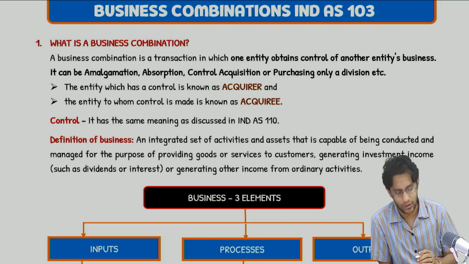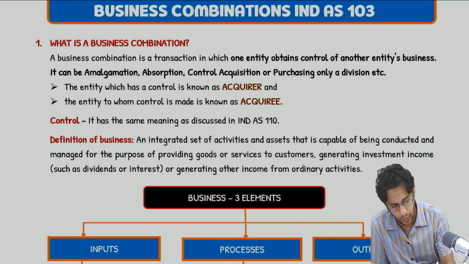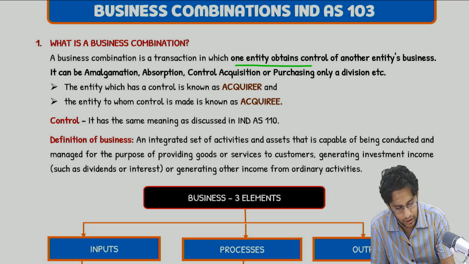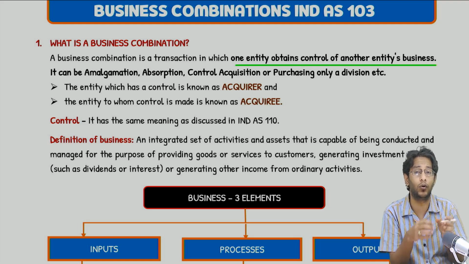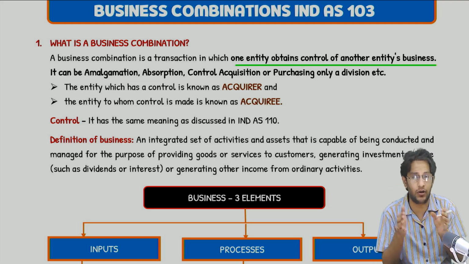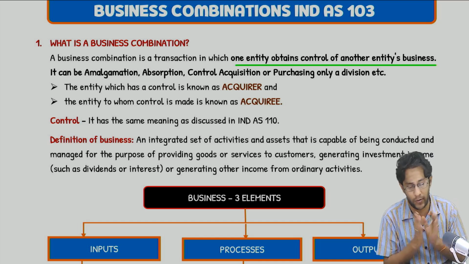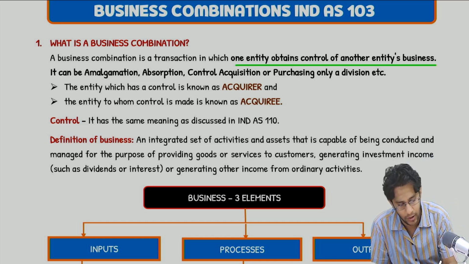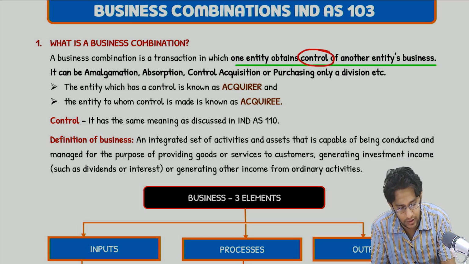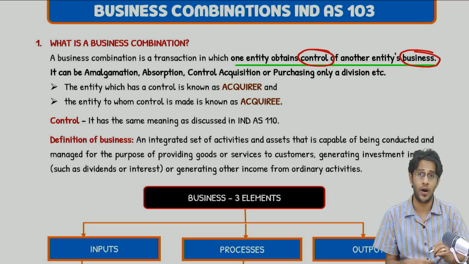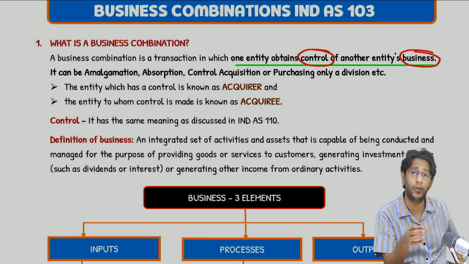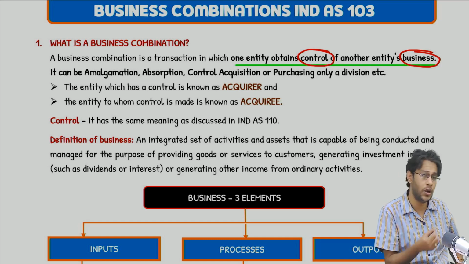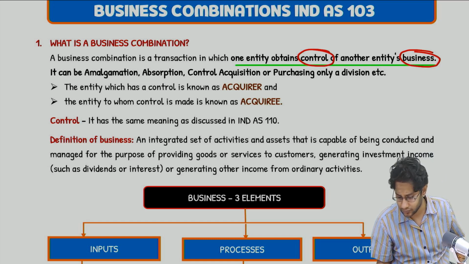See, the term business combination actually means there is one entity which is obtaining control over the business of another entity. If one entity obtains control over the business of another entity, this event or transaction is called a business combination. In this, there are two aspects again. One, what is the meaning of the term control, and then how to understand what is a business. Obtaining control over business is a business combination transaction, right? Now, what is obtaining control? What's the meaning of the word control and what is the meaning of the word business?